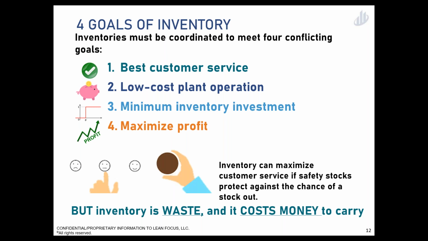Low-cost plant operation means I am efficient at what I do. I'm delivering to the customer the way they want it to be delivered. I'm meeting their quality objectives, and I'm meeting their delivery objectives, and I'm doing that in a way that is cost-effective. I'm minimizing my inventory investment because excess inventory, as we see later, takes up space and money and a bunch of other stuff. And I'm trying to maximize my profit, which means in addition to controlling the inventory that I'm holding on the shelf within my walls, I'm controlling other things related to pricing, revenue, cost, etc. So my bottom line, when I look at my profit and loss statement, I'm driving myself to a profitable organization.